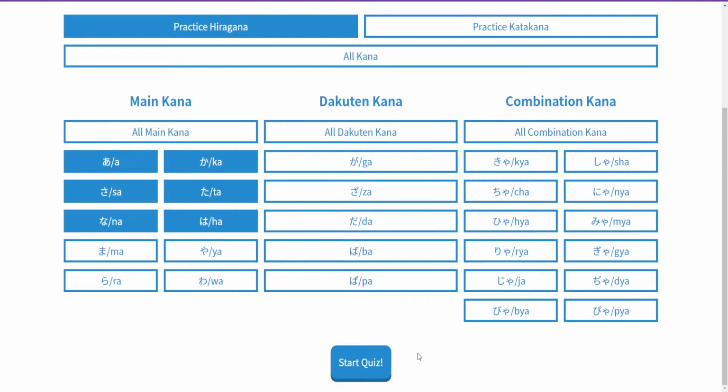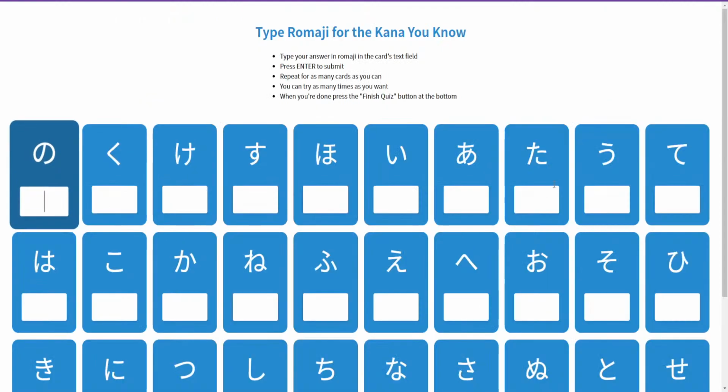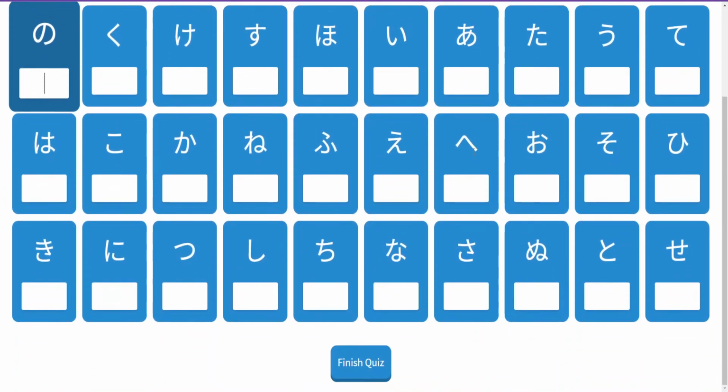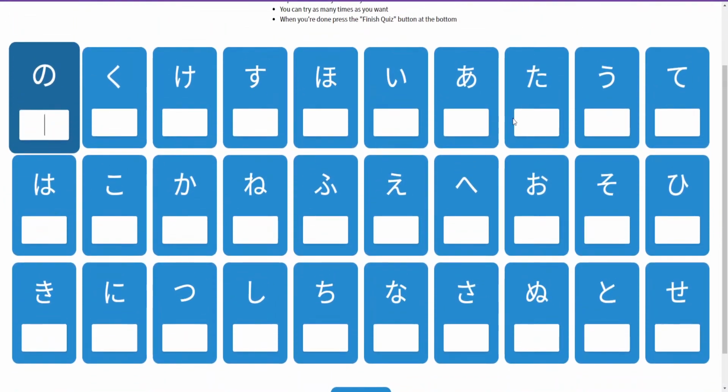Anyways, let's go ahead and get quizzing on these 5, 10, 15, 20, 25, 30 kana. And it looks something like this. Now, this looks like a lot. Don't feel overwhelmed. I know that you know each and every single one of these, and you're going to be able to recall the pictures associated with them to remember them. It'll be easy, I promise.